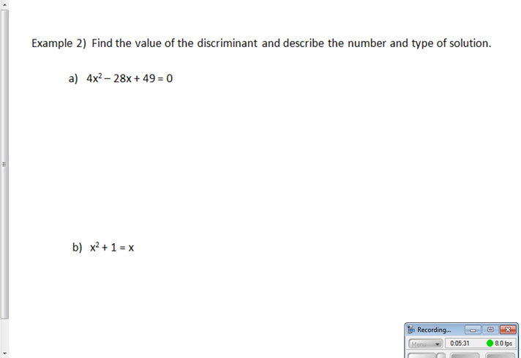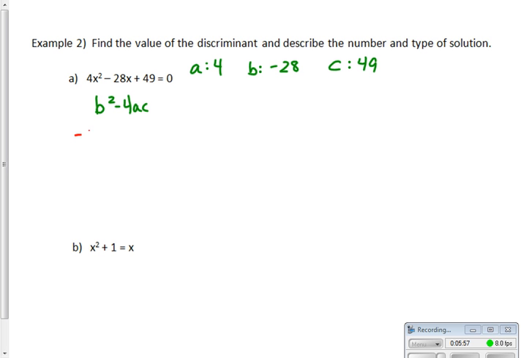Example 2 here, I'll work through A, then I'll have you work through B, but find the value of the discriminant and describe the number and type of solutions it has. Remember, to find the discriminant, it is b squared minus 4ac. So we need our A value, which is 4, our B value, -28, and our C value is 49.